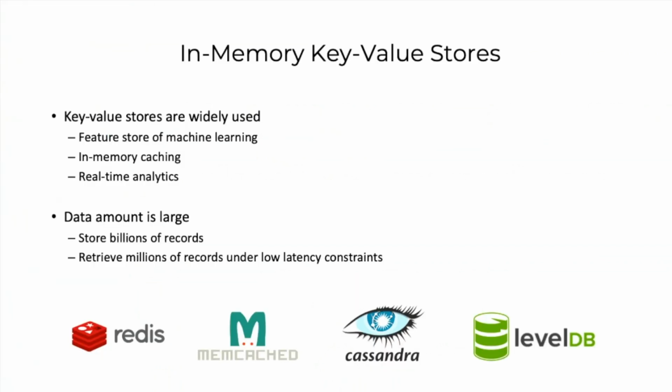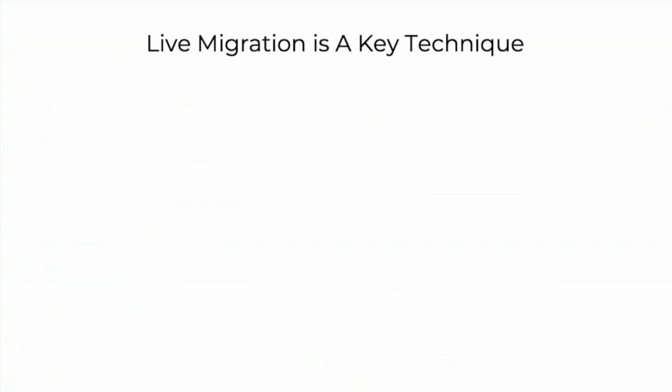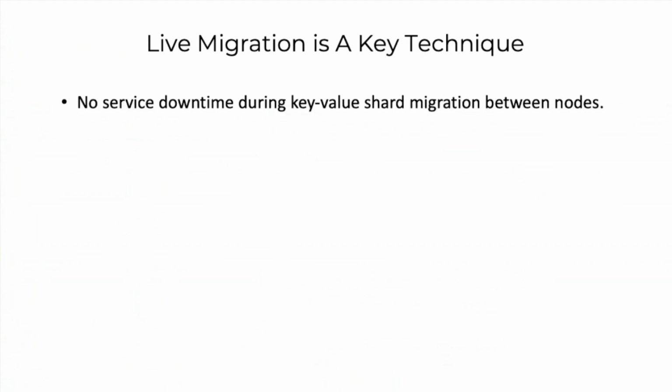In-memory key value stores are widely used, such as for the features of machine learning, in-memory caching, and real-time analytics. And the data amount can be large. It can store billions of records and retrieve millions of them under low latency constraints. In distributed key value store systems, data are sharded, and the sharding can be reconfigured over time. Live migration techniques promise no service downtime during the key value store shard migration from one node to another, and thus can meet the service level agreement.